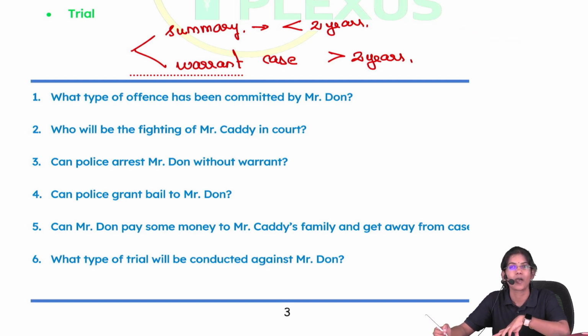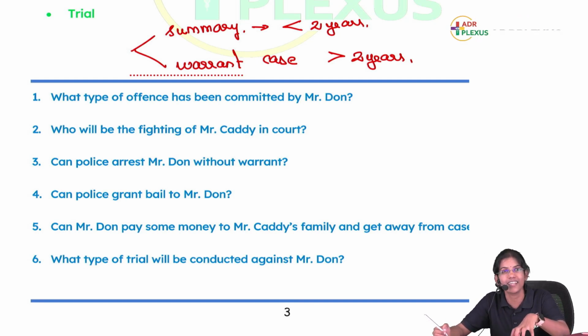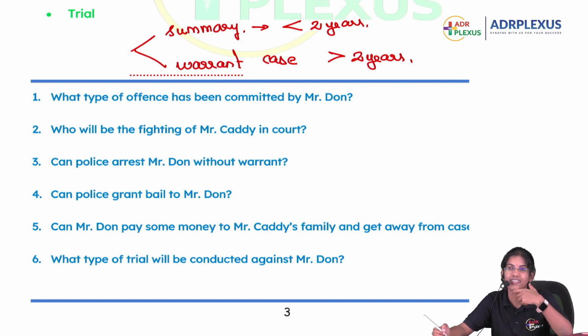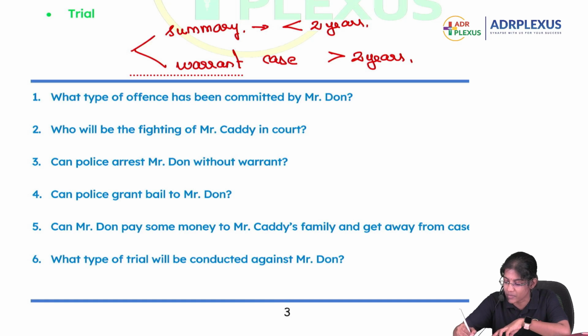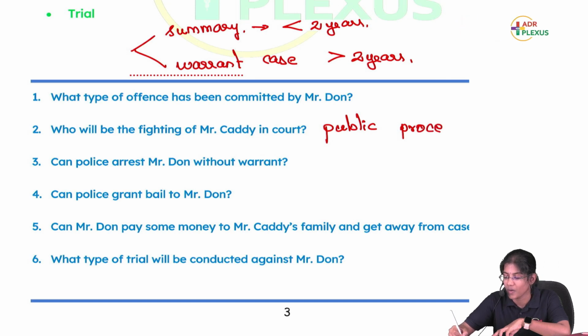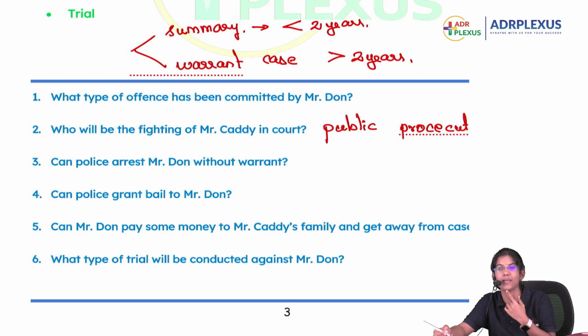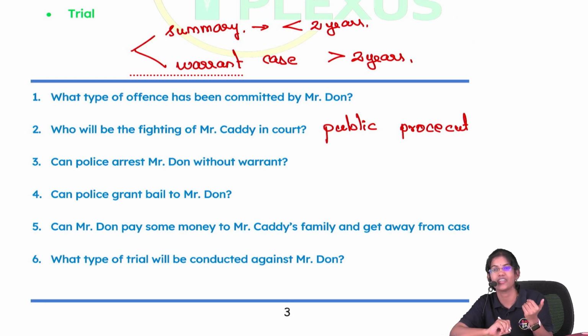It's a criminal case. Okay. Who will be fighting for Mr. Khadi in the court? Who will be fighting? Will it be the state or an individual? Yes, state. On behalf of the state, we can call that person the public prosecutor. Public prosecutor, right? We call it the PP. PP will fight. Yes, the state will fight for the case.